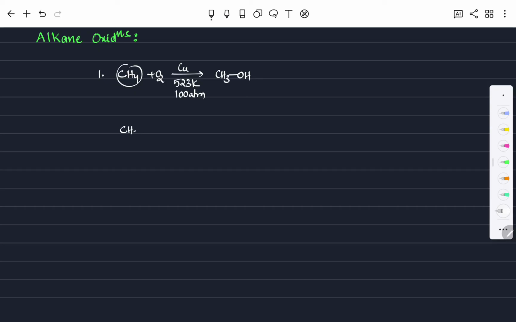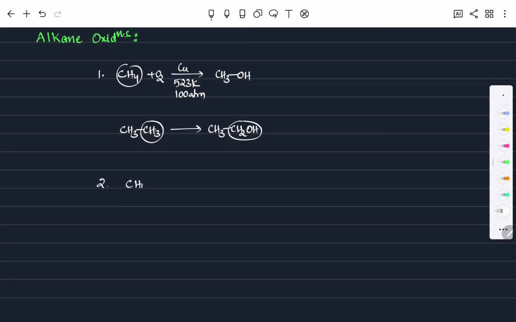Suppose if I take ethane, the ethane methyl group is converted to the corresponding ethanol. So here the reagent is copper, temperature 523 Kelvin and pressure 100 atm.